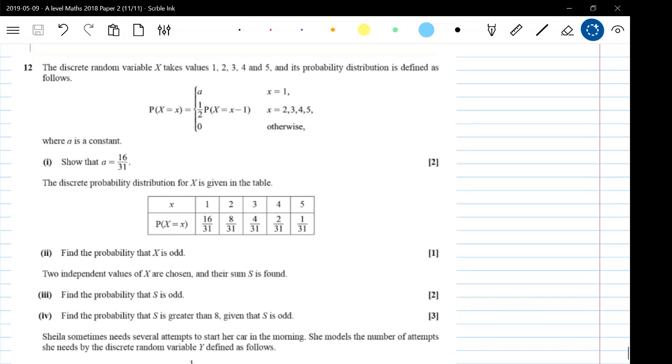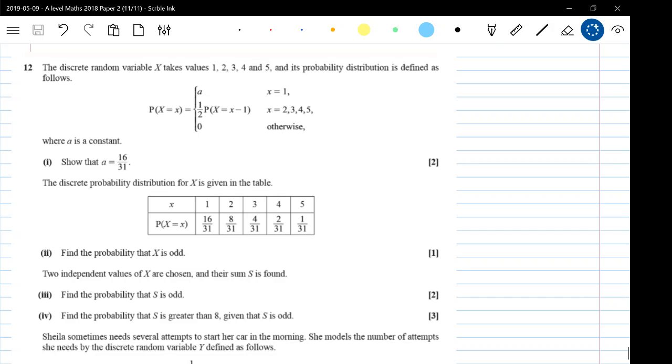So question 12, the discrete random variable x has values 1, 2, 3, 4 and 5 and its probability distribution is defined as follows. Where we were given the probability where a is a constant. Show that a is 16 over 31.